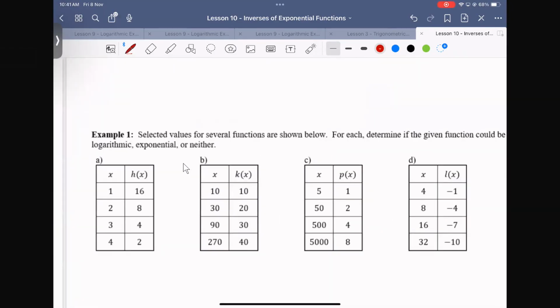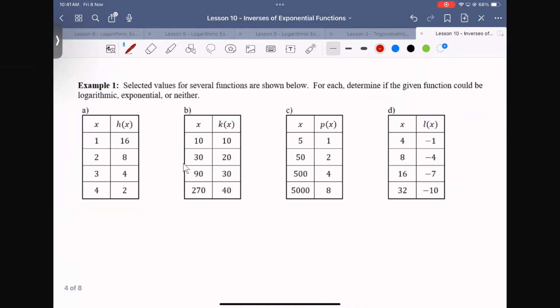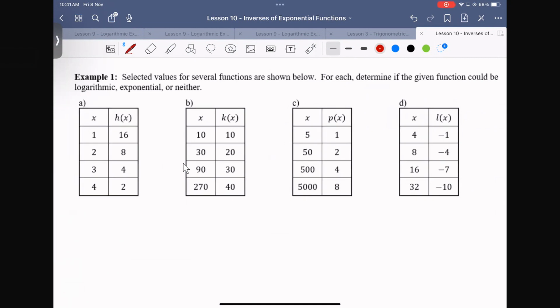So let's use that and determine which ones of these are exponential, which ones are logarithmic, and which ones are neither. You can discuss in your pairs for 2 minutes.